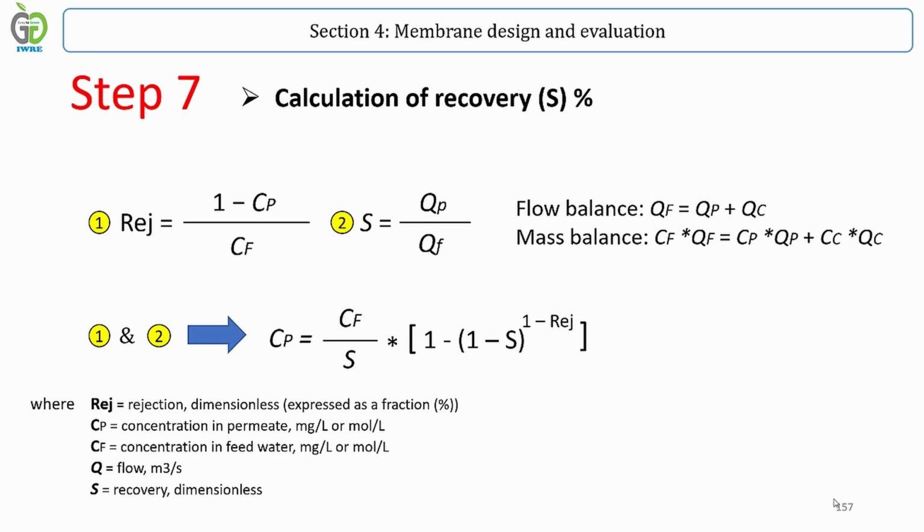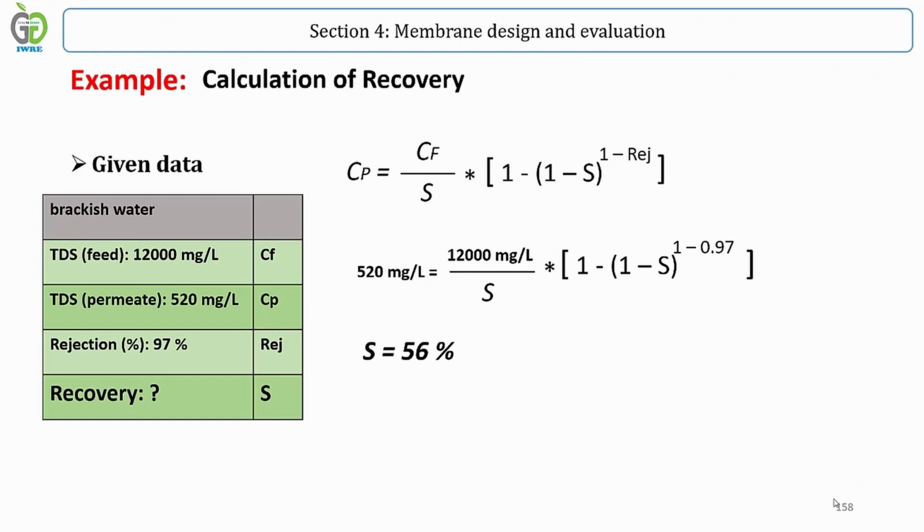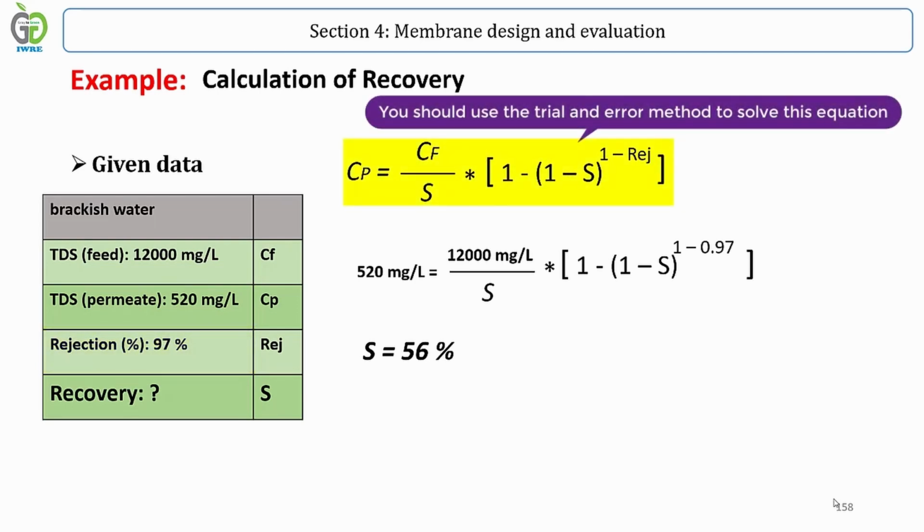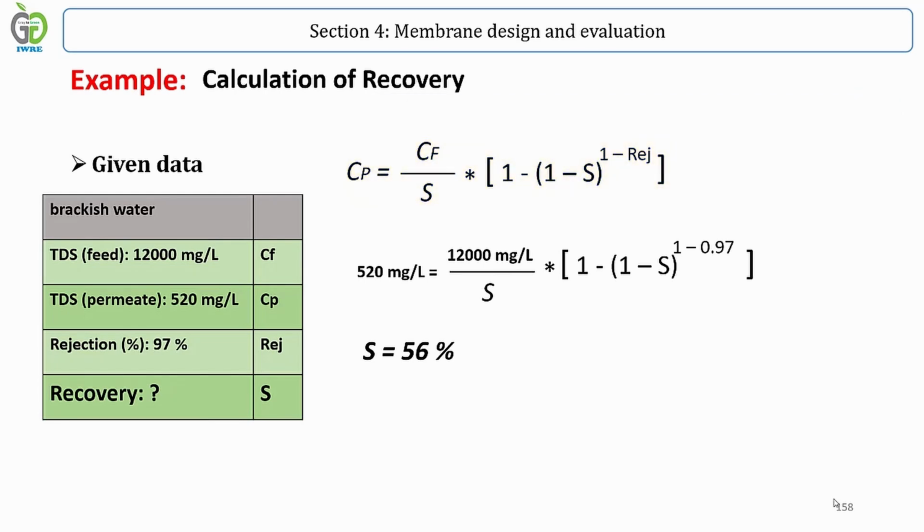Let's have an example. The given data in this table are for brackish water as follows. TDS in feed water is 20,000 mg per liter, TDS in permeate is 520 mg per liter, and salt rejection is 97%. Calculate the recovery. You should use the trial and error method to solve this equation. According to this data, after calculation for this case, the recovery is 56%.